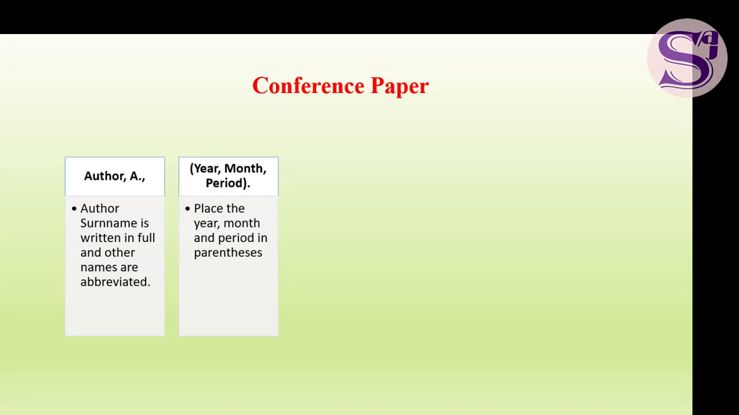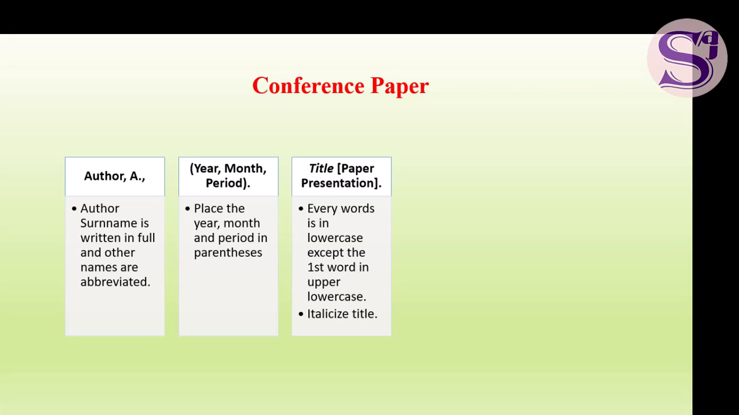Now let's look at how to reference a conference paper. The first thing you do is the author's surname followed by the initial, then the year, month, and the period, which are all enclosed in parentheses, then the title of the paper, which is italicized, then enclosed in brackets is the nature of the paper, which is paper presentation. Every word is in lowercase except the first word. Then you italicize the title.